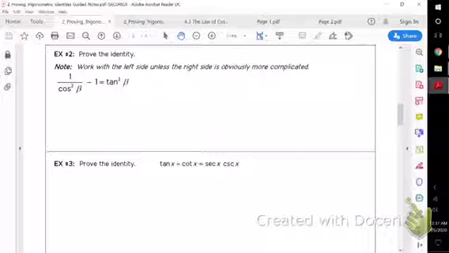But here, if we notice, the right side is just tangent squared of beta. So let's go ahead and let's work the left. So I'm going to draw my line here. And let's see what we can figure out. All right, so on the left side here, I have 1 over cosine squared of beta minus 1.